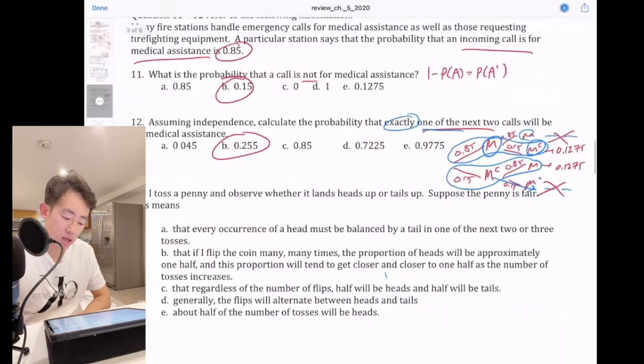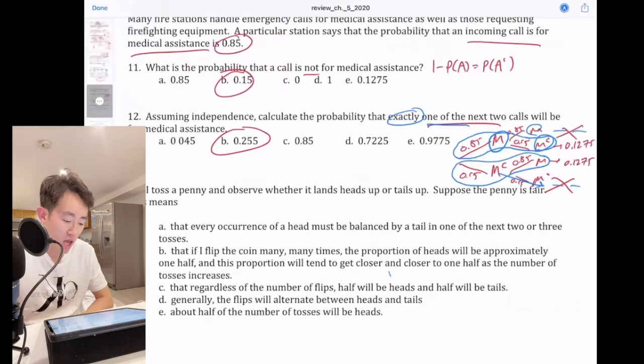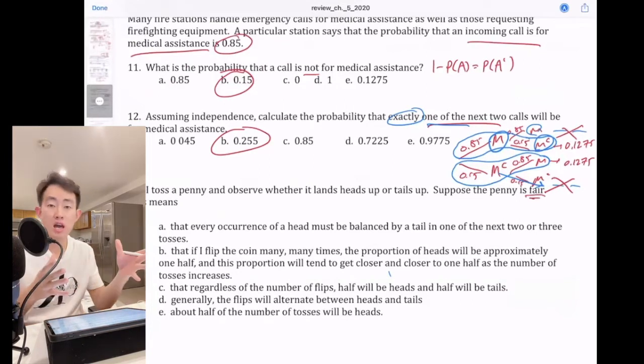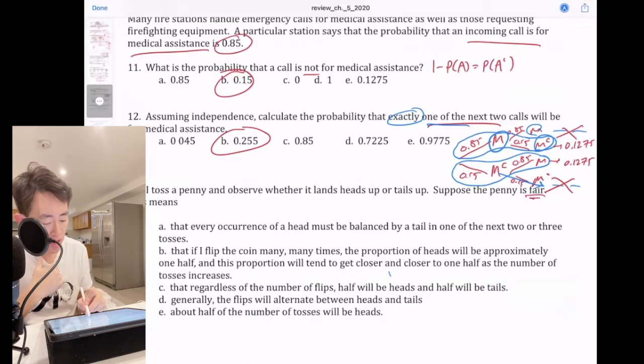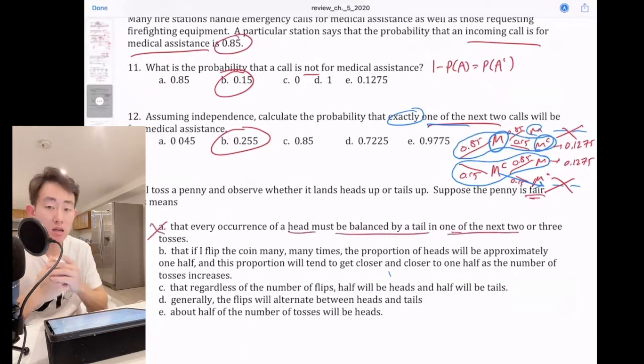13. I toss a penny and observe whether it lands heads up or tails up. Suppose the penny is fair. Fair means a fair chance, and you're roughly estimating about half to be heads or tails. Choice A: every occurrence of heads must be balanced by a tail in one of the next 2 or 3 tosses. Now, A cannot be true because we are talking about chances.